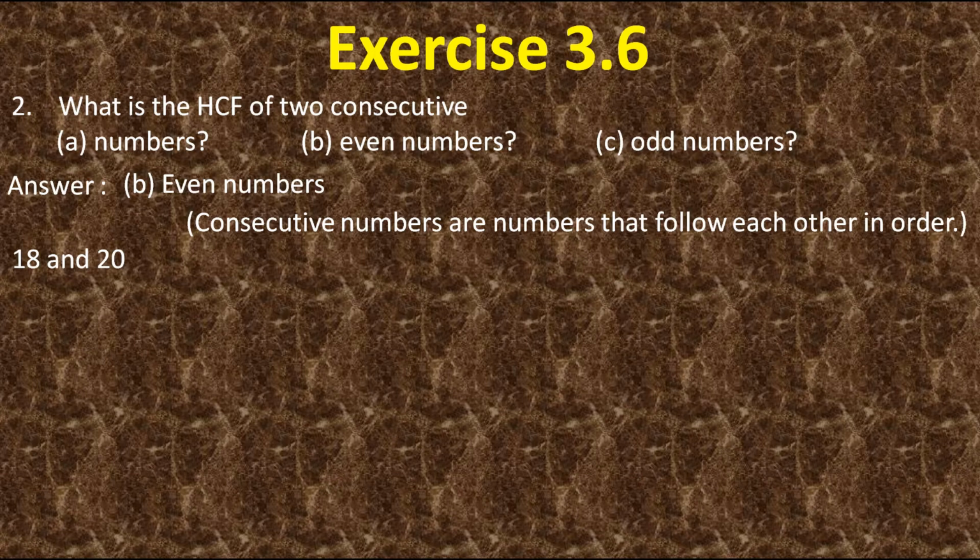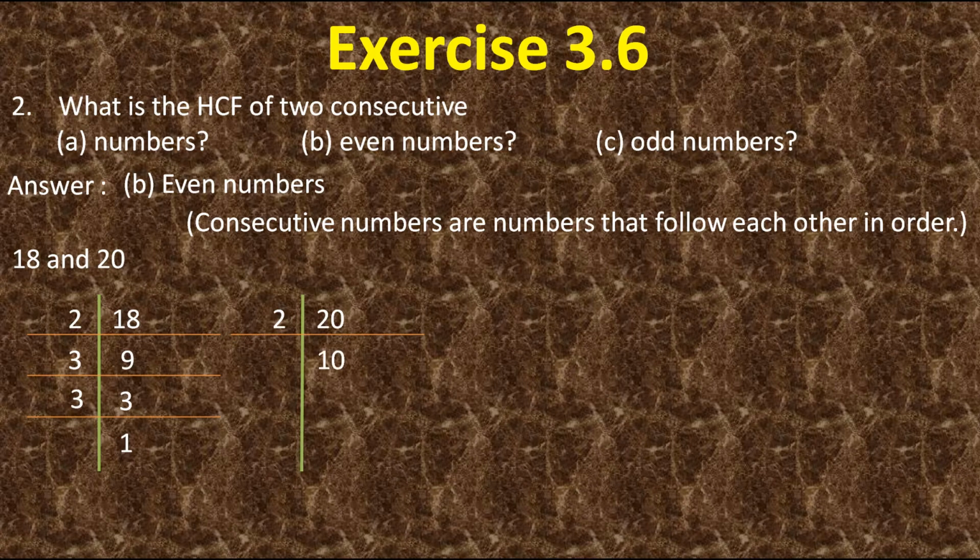Now let's find the prime factorization of 18. 2 9s are 18, 3 3s are 9 and 3 1s are 3. Now for 20, 2 1s are 2, 2 10s are 20 directly. Next 2 5s are 10 and 5 1s are 5. So here we got the prime factorization of 18 and 20.